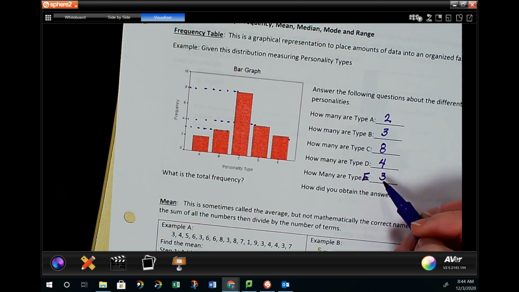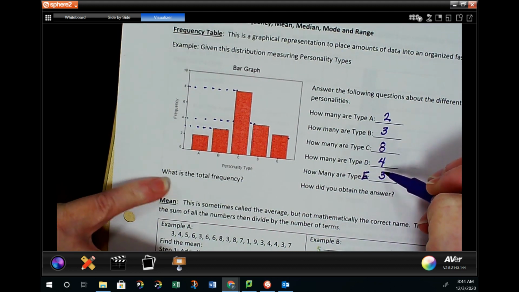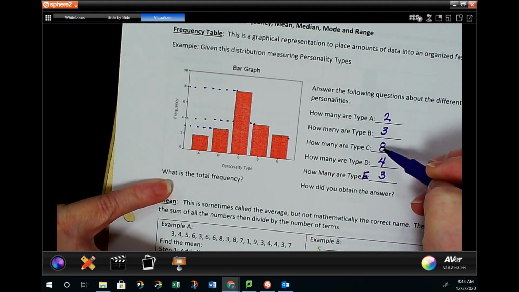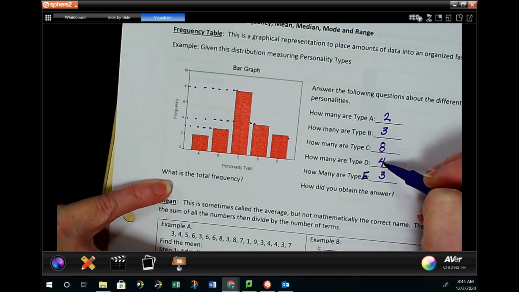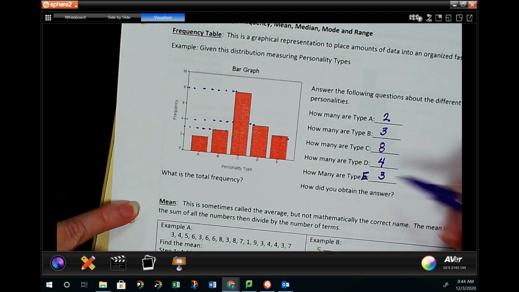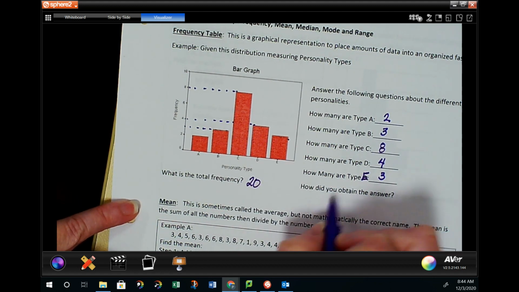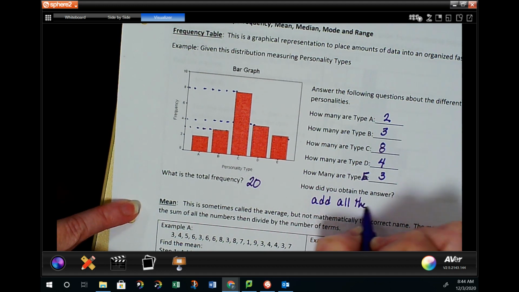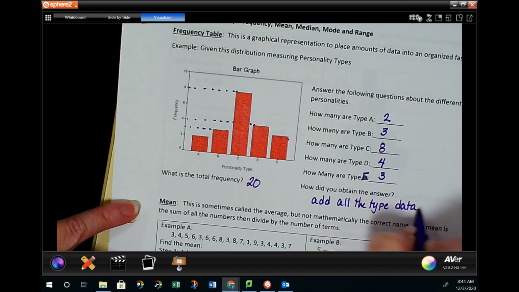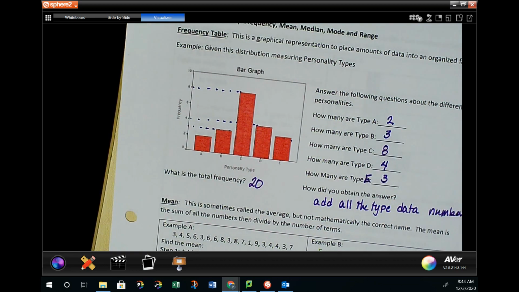And then how many total did you get? Well, when you total those answers, you have 8, 2, that's 10, 13, plus 4 is 17, and then plus another 3 is 20. So how'd you get that? You just add all the types. I just added all of those numbers. That's how I got this.